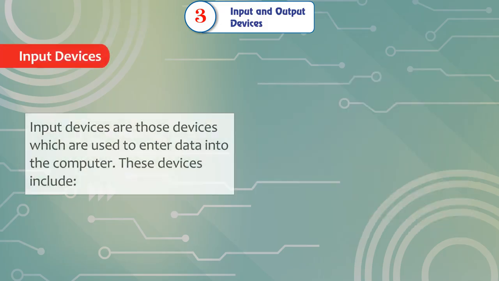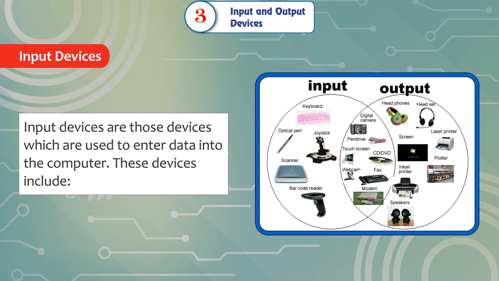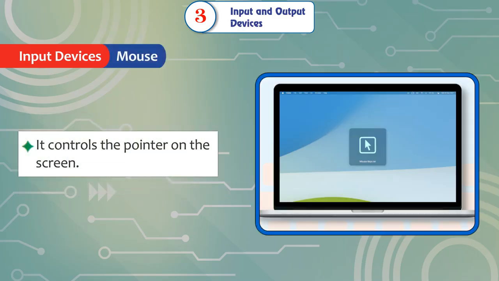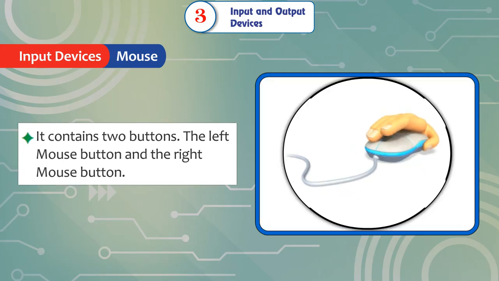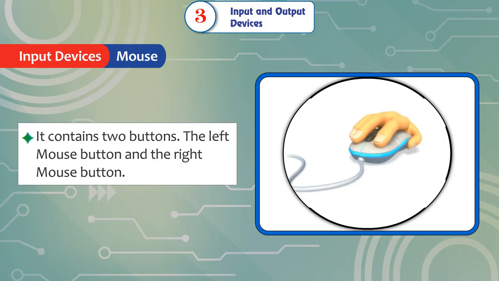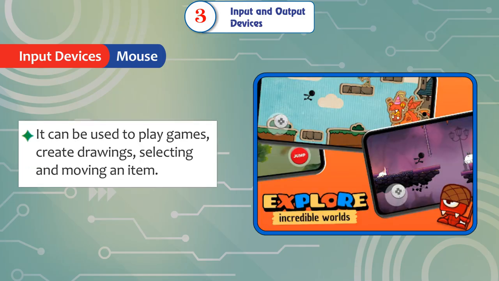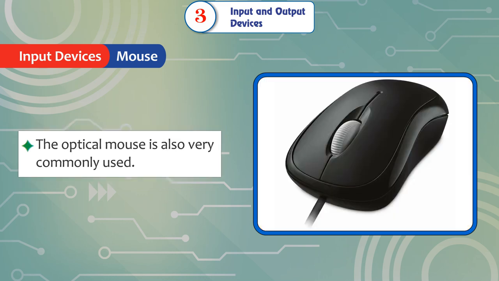Input devices. Input devices are those devices which are used to enter data into the computer. These devices include mouse. A computer mouse is a pointing device. It controls the pointer on the screen. It contains two buttons, the left mouse button and the right mouse button. It enters the data into the computer by clicking buttons. It can be used to play games, create drawings, selecting and moving an item. The optical mouse is also very commonly used.